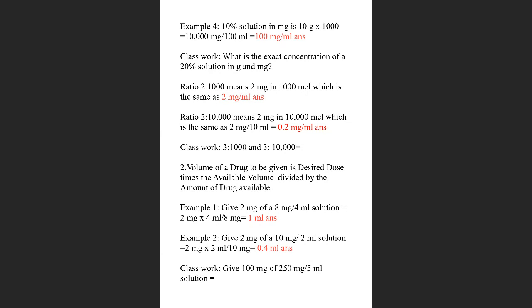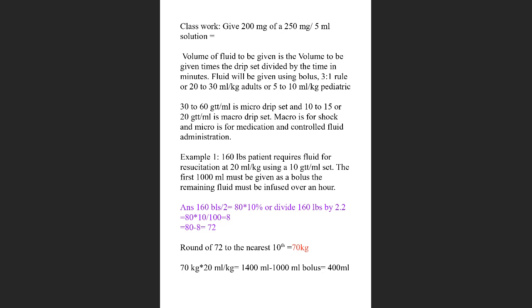So the desired dose is 100 milligrams. The available volume is 5 mils. And the amount of drug available is 250 milligrams. So it's 100 milligrams times 5 mils divided by 250 milligrams. Milligrams will cancel out milligrams, so your answer can only be in mils. And that would be 2 mils. All right, next one.